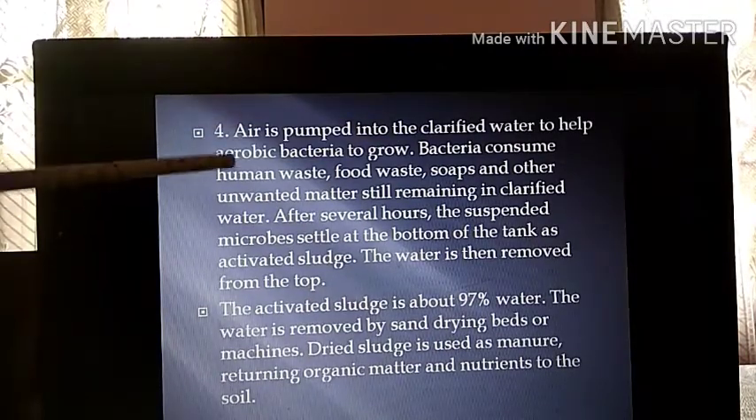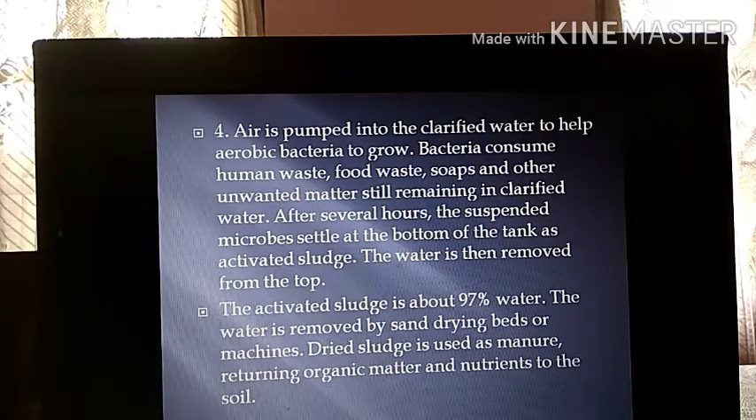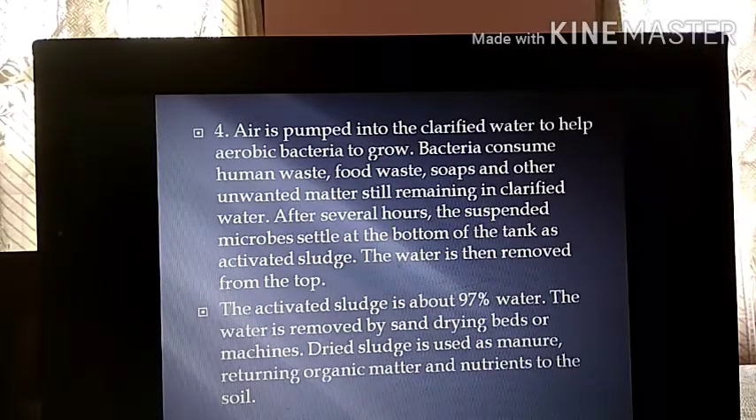Then bacteria consume the human waste, food waste, whatever waste is there in the water. They will consume the human waste, the food waste, soap, and other unwanted matter. And then the suspended microbes, that is the bacteria, will settle at the bottom of the tank. Now this is called the activated sludge, and the water is removed from the top.